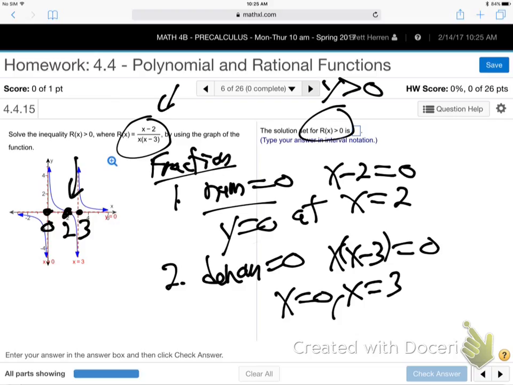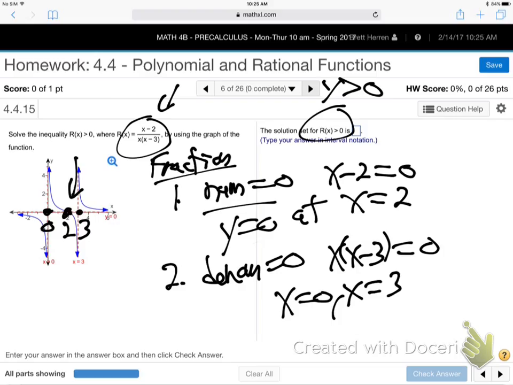So for a fraction, notice we set the top equal to 0 and the bottom equal to 0. And we find the crucial and only places where the graph could change its mind from being below to above. Those are the only places. Nowhere else can it change its mind. And so that means those are the places where we check the positive negative thing, right?